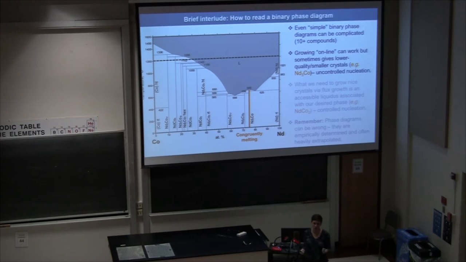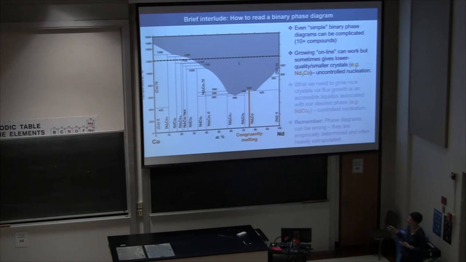This isn't always true. There are some materials that grow very nicely from online melts, but for a lot of others, it's true that they don't grow nicely from that. And so actually, we want to grow this material, neodymium-3 cobalt, by going off composition and using its exposed liquidus to access the phase. And I'll describe how we do that a little bit later.